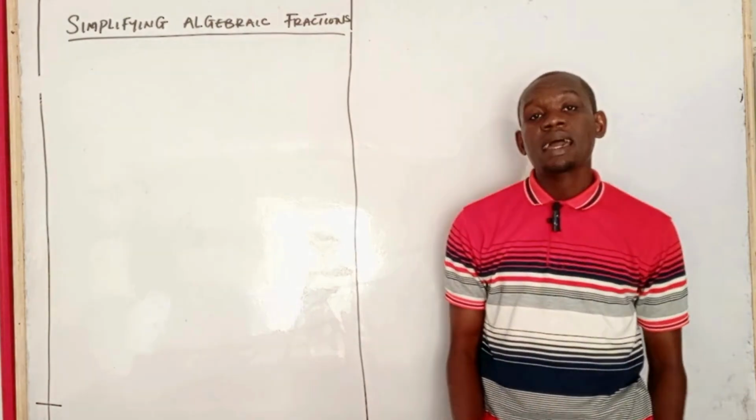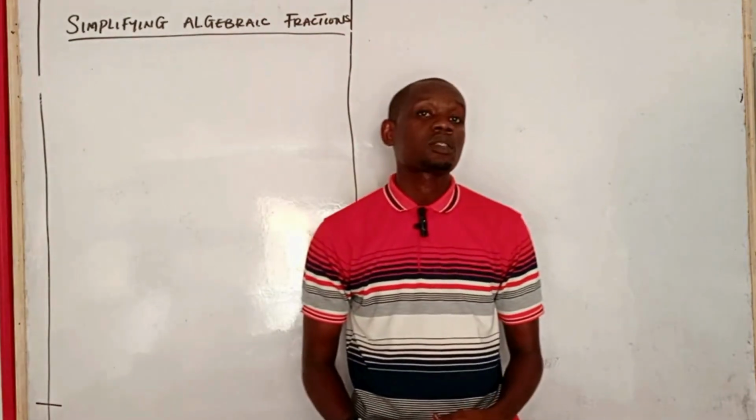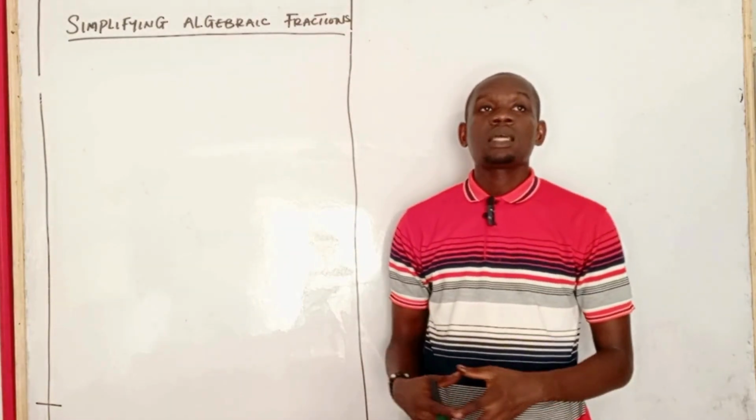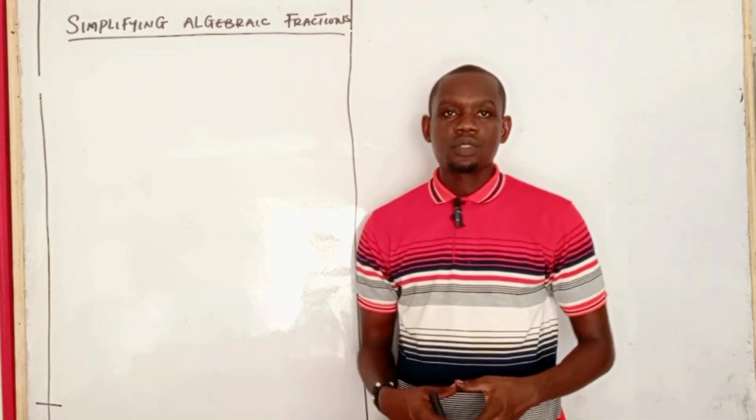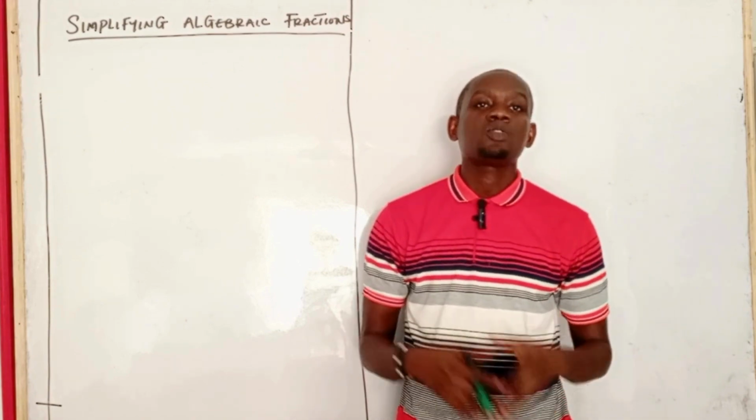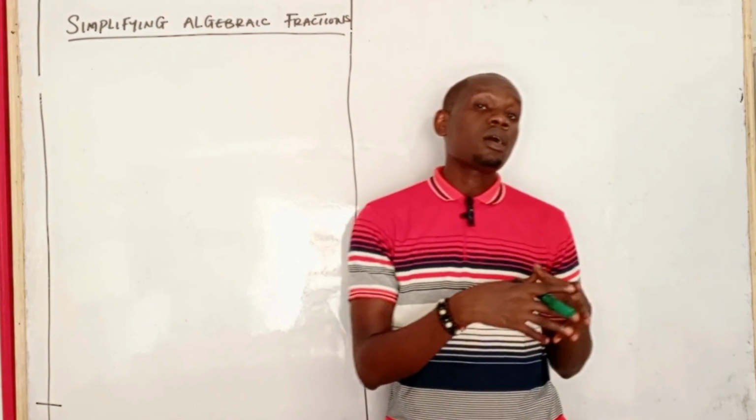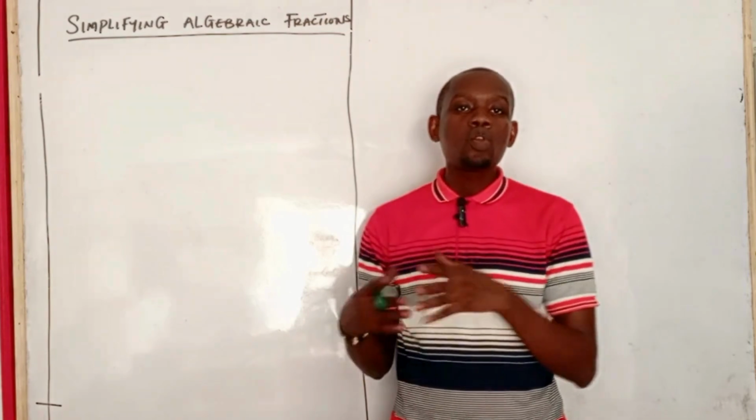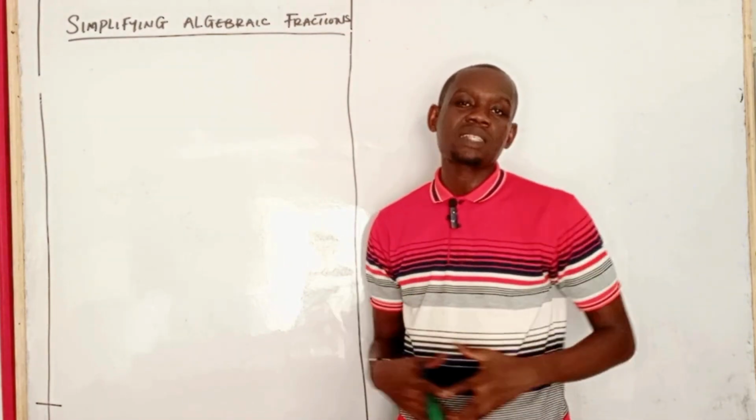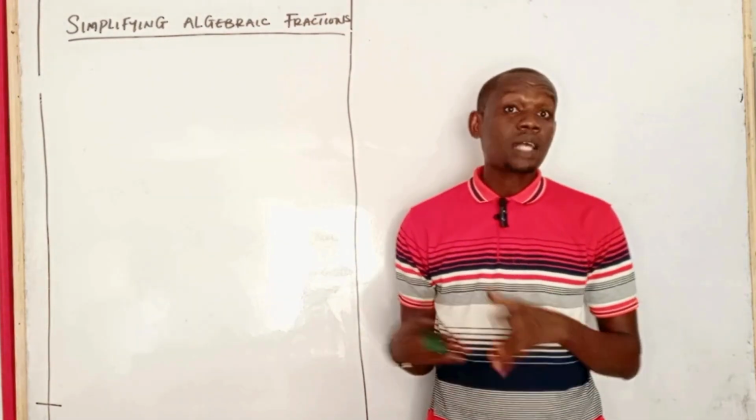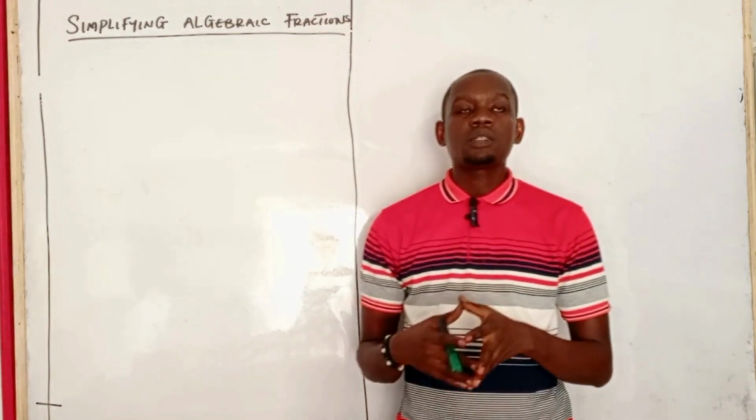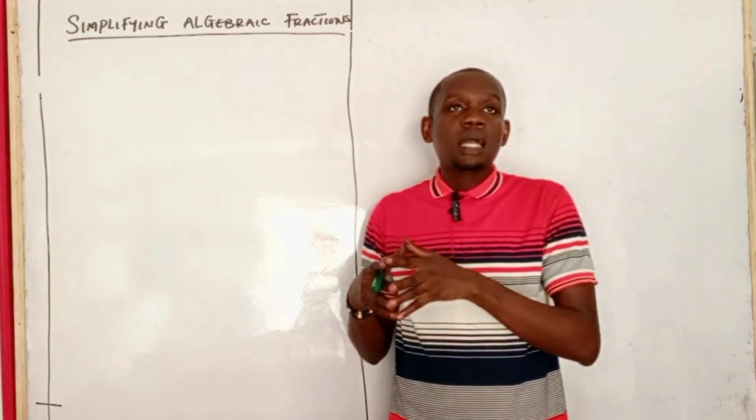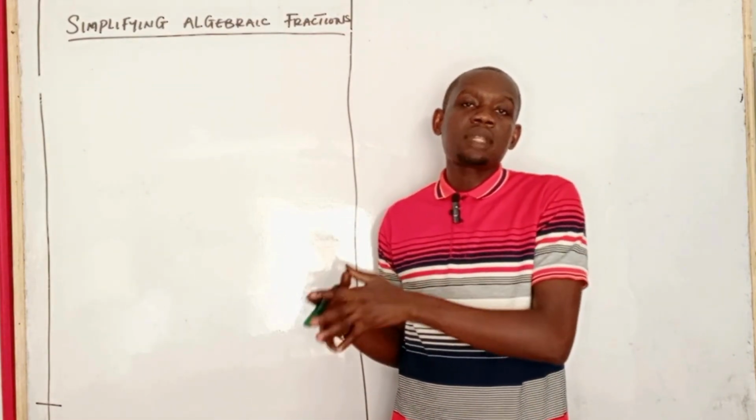To simplify an algebraic fraction simply means you are to put it in a state that nothing else can break it down, meaning you are to express that fraction in its lowest or simplest form. That's what it means.